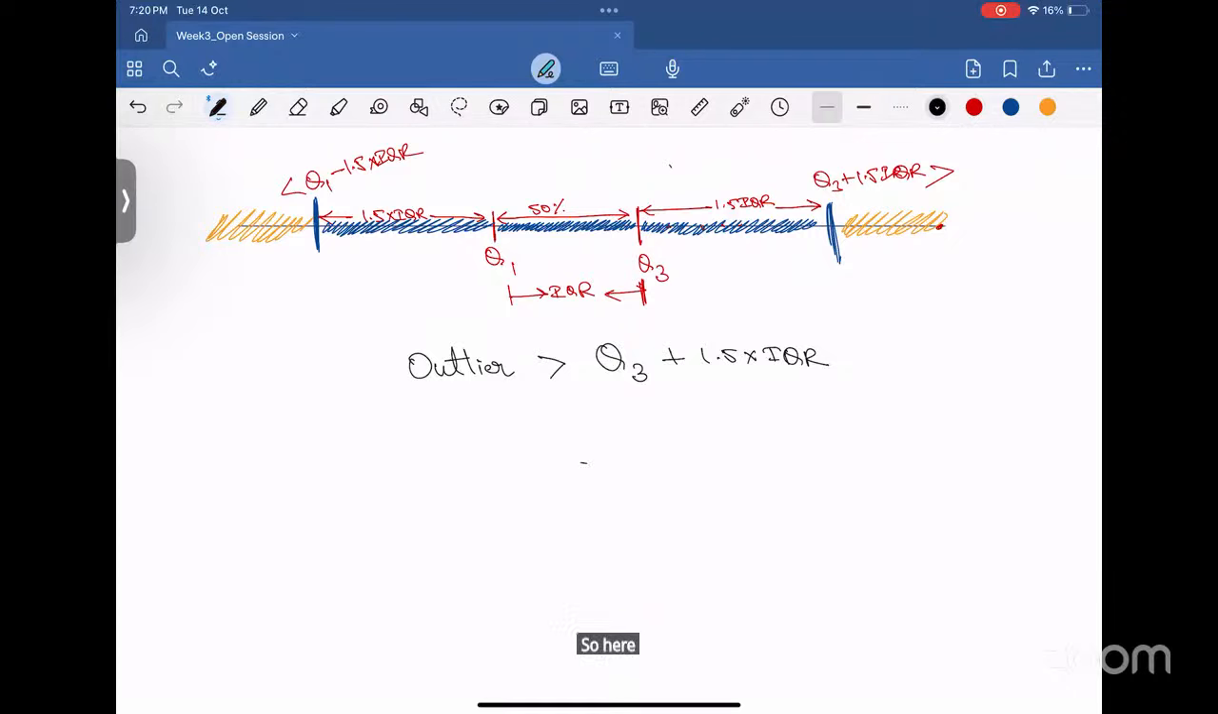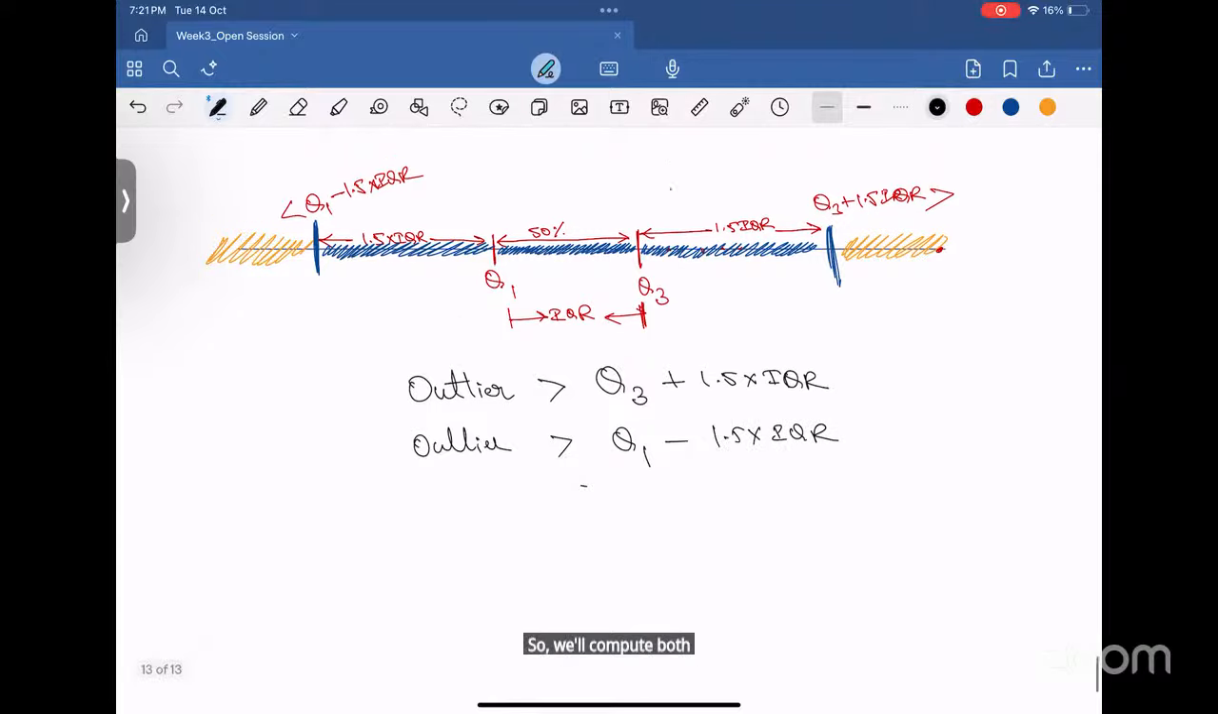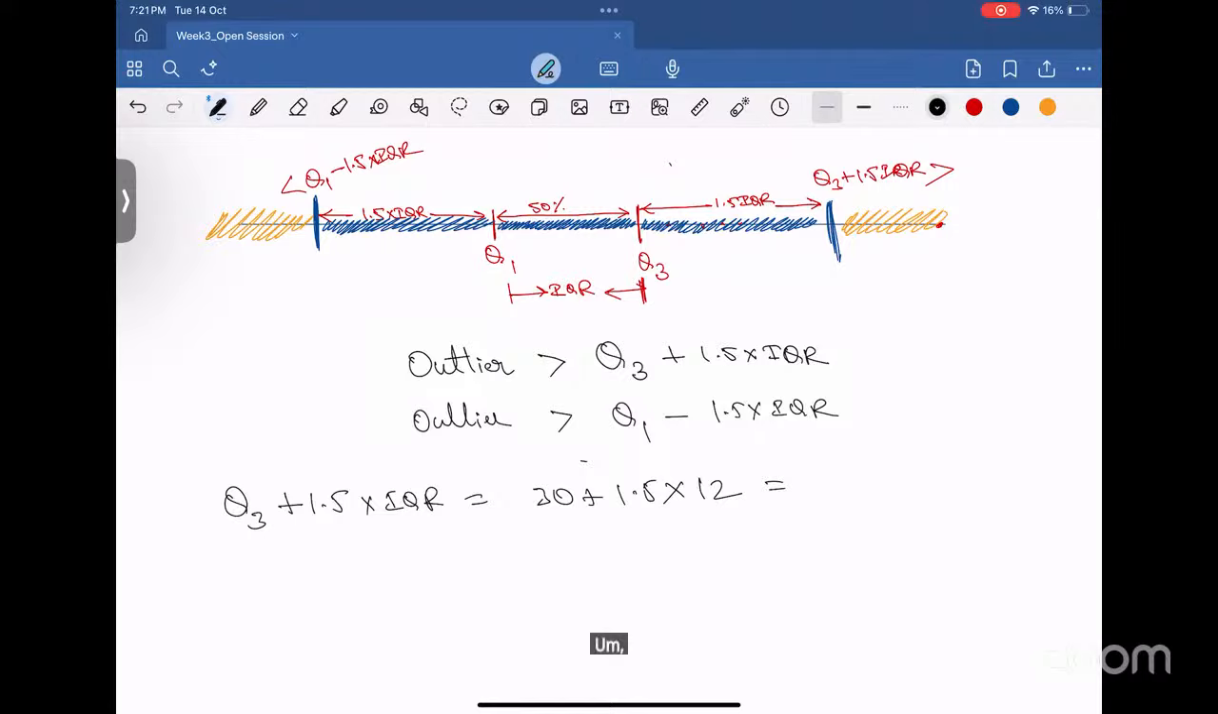So here also, in order to find the outliers, we have to compute two things. One is Q3 plus 1.5 times IQR, another one is Q1 minus 1.5 times IQR. So we'll compute both. Q3 we have, Q3 is 30, right? So Q3 plus 1.5 times IQR is, Q3 is 30 plus 1.5 times IQR, which is 12, so 1.5 times 12 is 18. 30 plus 18 is 48. So 48 is the max limit.